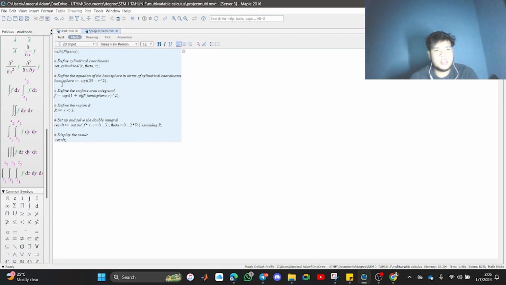So the result is the integral of f multiplied by r, where r is from 0 till 3, and theta is from 0 till 3 multiplied by pi. So assume r. Here is the result. The command for the result is to display the result.